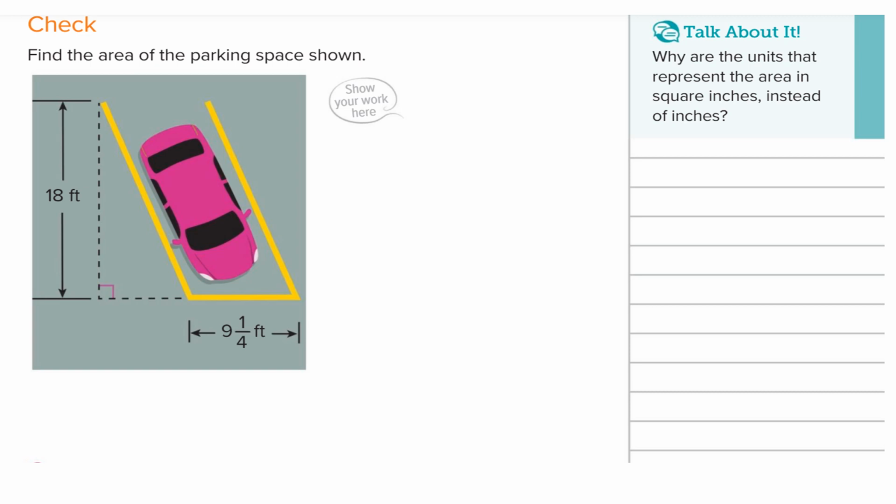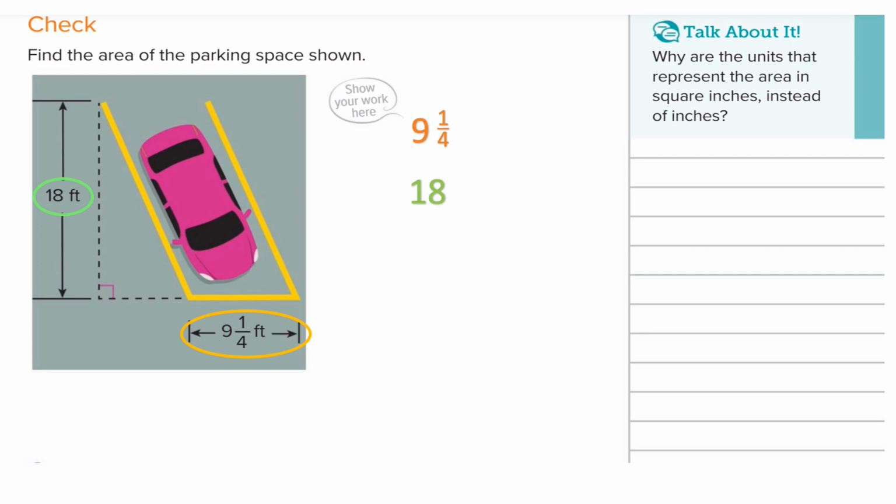All right, so let's look at the check problem where we have a parking space. I want you to know how much area is in that parking space. So how much would it take to fill up that particular parallelogram? So they give us our two measurements that we need. We can see that our base is 9 1/4 feet and our height is 18 feet.